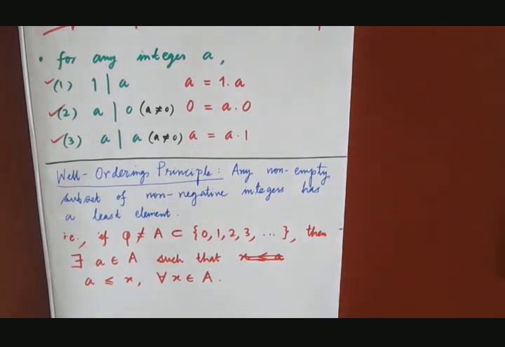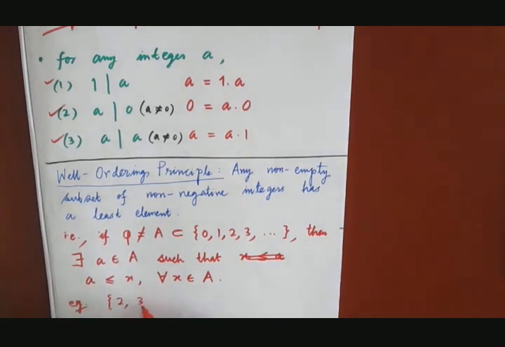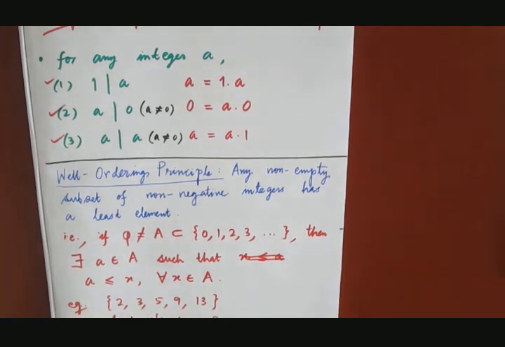Okay, that if I have any non-empty subset of non-negative integers, then A will definitely have a smallest element or a least element. I hope I am clear with the well ordering principle. Like for example, you consider any non-empty subset, say 2, 3, 5, 9, 13. So this is a subset of this set and the least element being 2. Getting my point? So the well ordering principle says if you have any non-empty subset of non-negative integers, then it will have a least element. Getting my point? Any confusion?